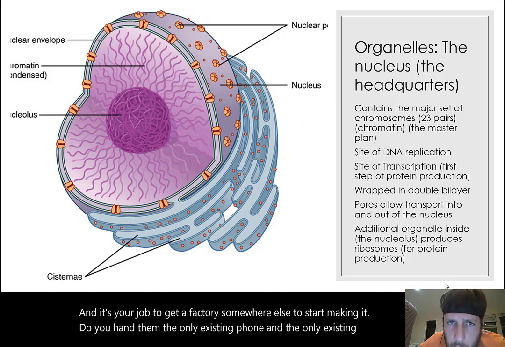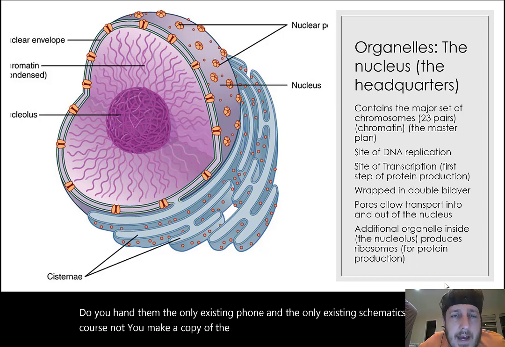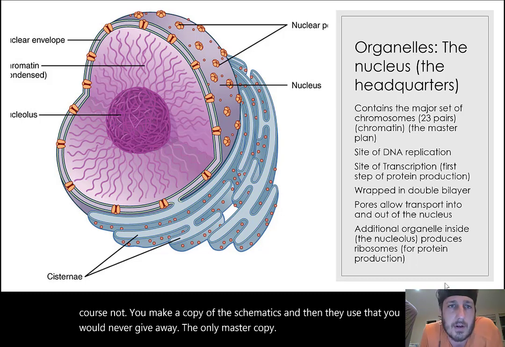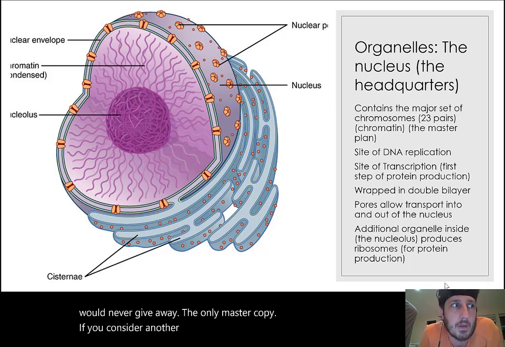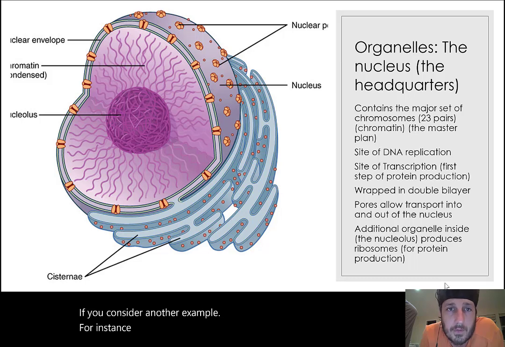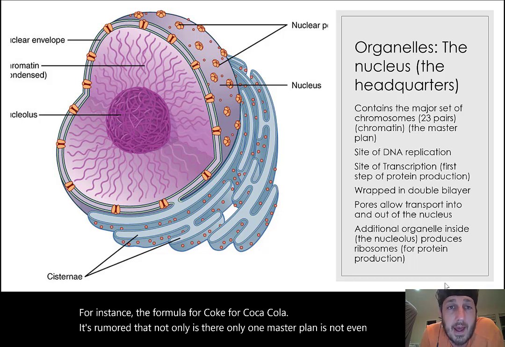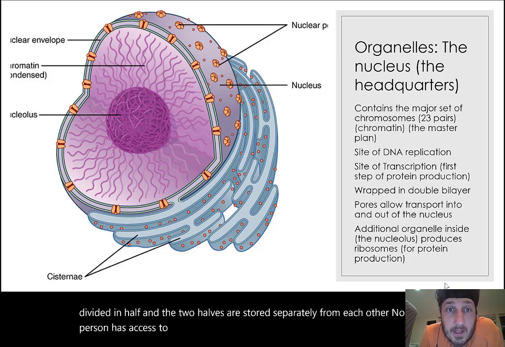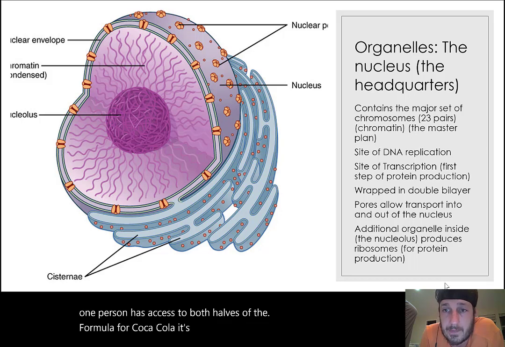Of course not. You make a copy of the schematics and then they use that. You would never give away the only master copy. If you consider another example, for instance, the formula for Coca-Cola, it's rumored that not only is there only one master plan, it's divided in half and the two halves are stored separately from each other. No one person has access to both halves of the formula for Coca-Cola. It's more difficult than nuclear missiles.